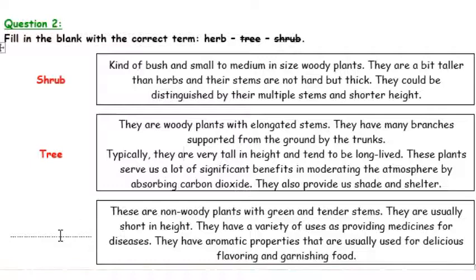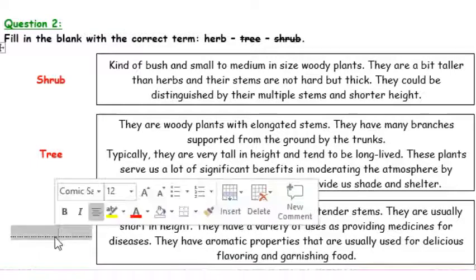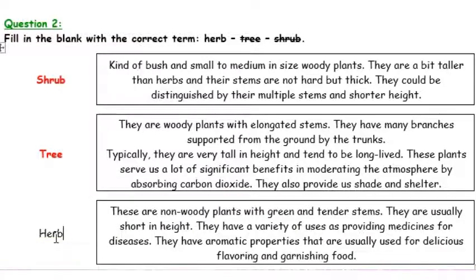These are non-woody plants with green and tender stems. So herbs have green and tender stems. They are usually short in height. They have a variety of uses as providing medicines for diseases. They have aromatic properties that are usually used for delicious flavoring and garnishing food. They have perfumes and good tastes. So we're talking here about herbs that are non-woody plants with green stems.